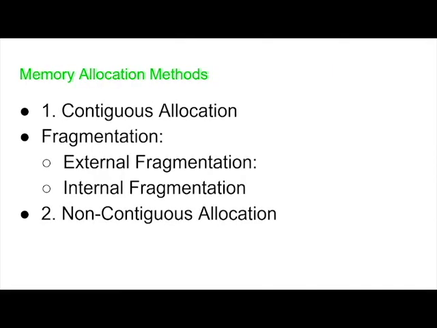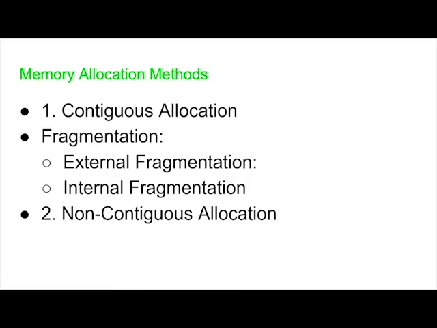For memory allocation methods, there are two types: contiguous allocation and non-contiguous allocation. For contiguous allocation, each process gets one single block of memory. It's simple but leads to problems like fragmentation. Fragmentation is divided into two parts: external and internal fragmentation. For external fragmentation, free space exists but is scattered, so it is not usable by the OS. Internal fragmentation is unused space inside the allocated blocks.